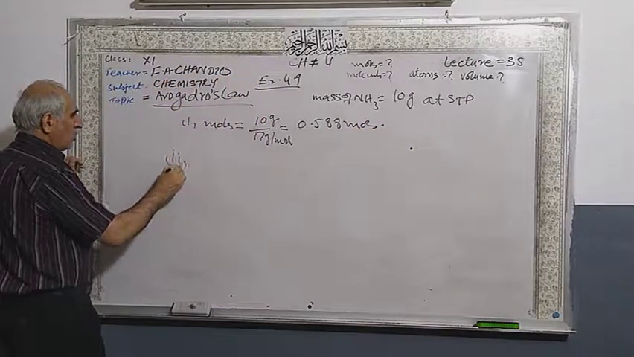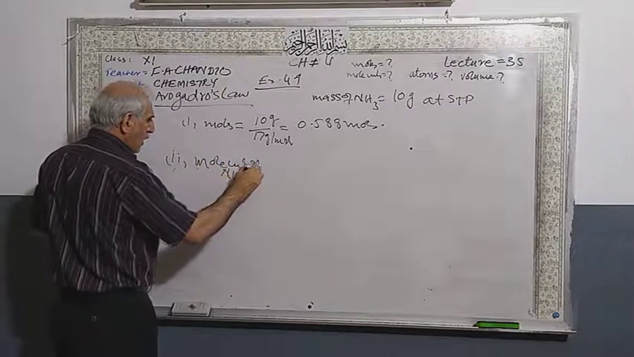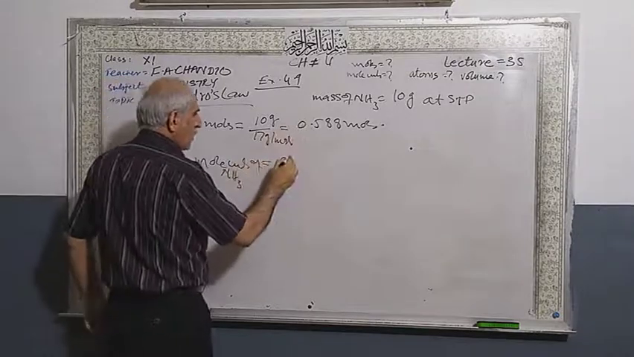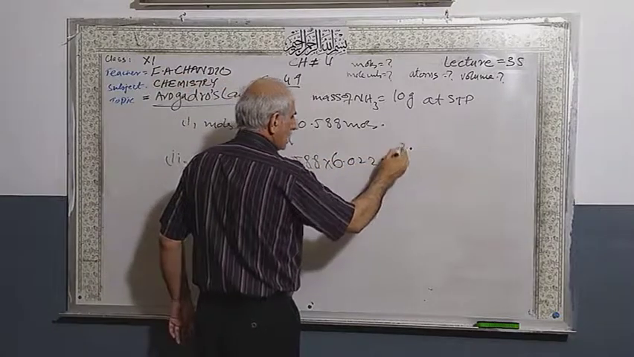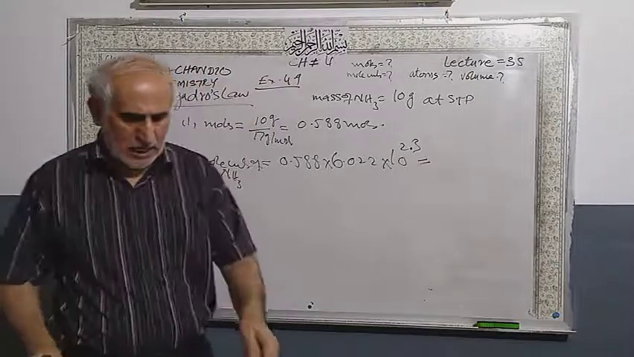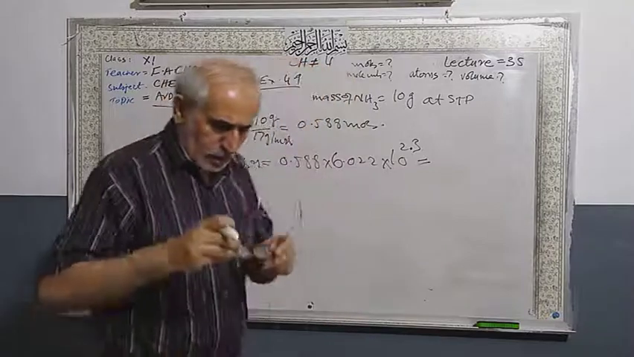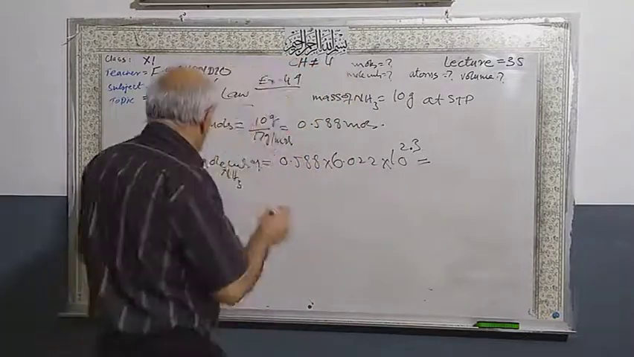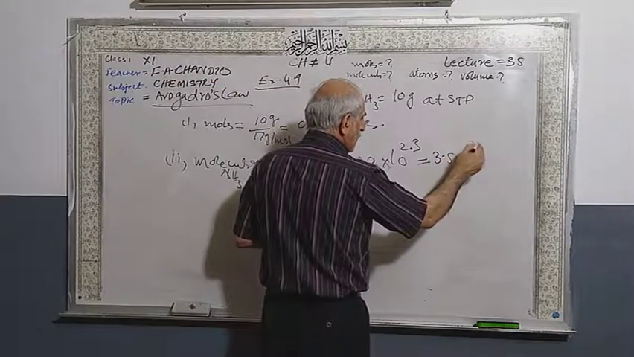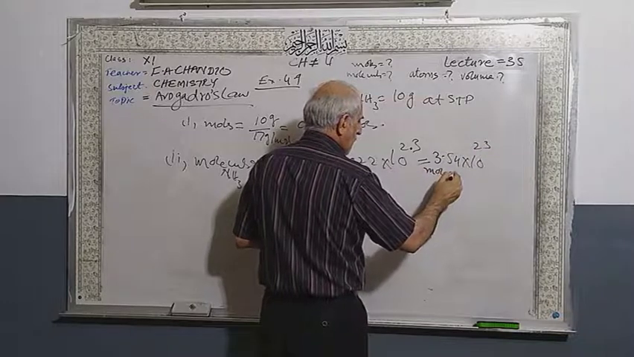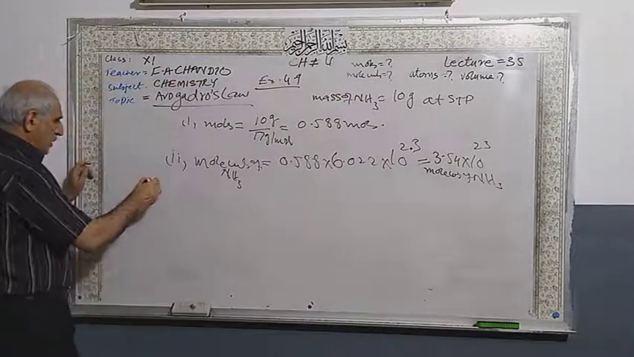Number 2, molecules of ammonia. Already I told you, to get molecules, moles are multiplied by Avogadro's number. So moles multiplied by Avogadro's number, you will get the molecules. The answer is 3.54 into 10 raised to the power 23 molecules of ammonia gas. This is the second answer.